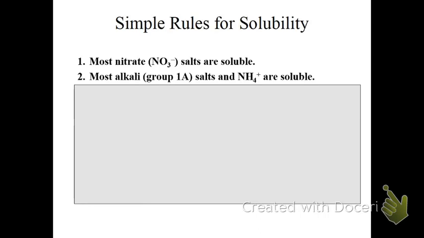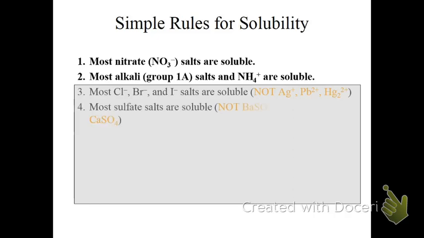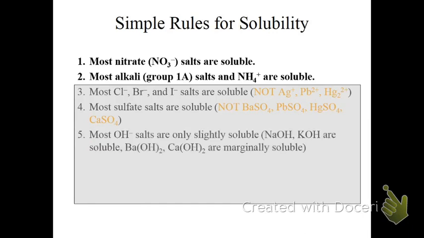Most alkali group 1 metals and NH4 ammonium are soluble. I don't know why they're not saying all, because I've seen most all the time they're all. Chlorine, bromine, iodine, remember they're soluble unless they're with one of those three heavy metals, which is silver, mercury, and lead. Most sulfates are soluble except those with barium, lead, silver, and calcium.